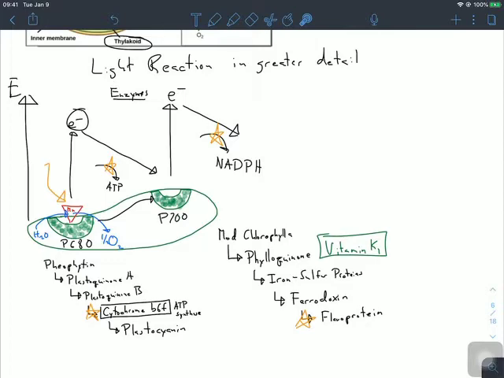That high energy electron gets handed off from pheophytin to plastoquinone A, to plastoquinone B, to cytochrome B6F, to plastocyanin. During that process, cytochrome B6F is producing an ATP. That electron then gets handed off to P700, where it again gets shot up to a high energy state and gets handed on its own treadmill of enzymes. Modified chlorophyll A to phylloquinone, to our iron sulfur proteins, to ferredoxin, to our flavoprotein, and our flavoprotein has that NADP plus reductase action or the ability to produce NADPH.